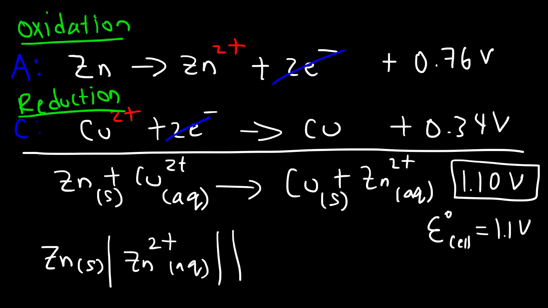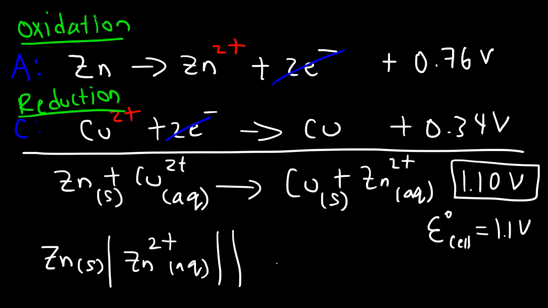And then you need a double vertical line to separate the anode half cell from the cathode half cell, or you could say the oxidation half cell from the reduction half cell. So on the left side, this is for oxidation, which is associated with the anode, and the right side will be associated with reduction, which is with the cathode.